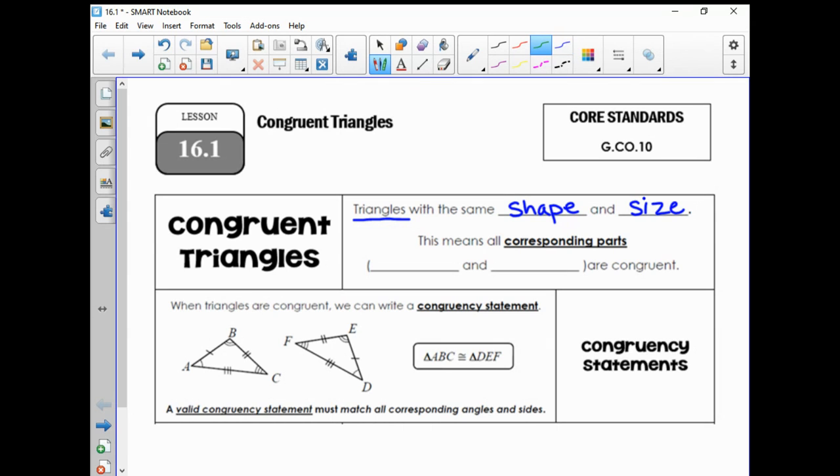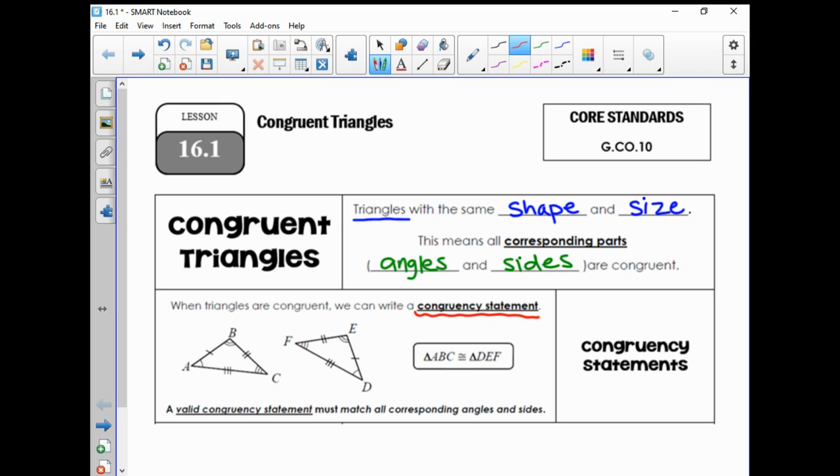This means that all the corresponding parts, so the parts of the triangle, are angles and sides. Those are the two parts of a triangle. So this means that all of the angles are congruent and all of the sides are congruent. So right down here on this next little problem, it talks about how when triangles are congruent, we can write what's called a congruency statement. We can talk about which angles are congruent, which sides are congruent.